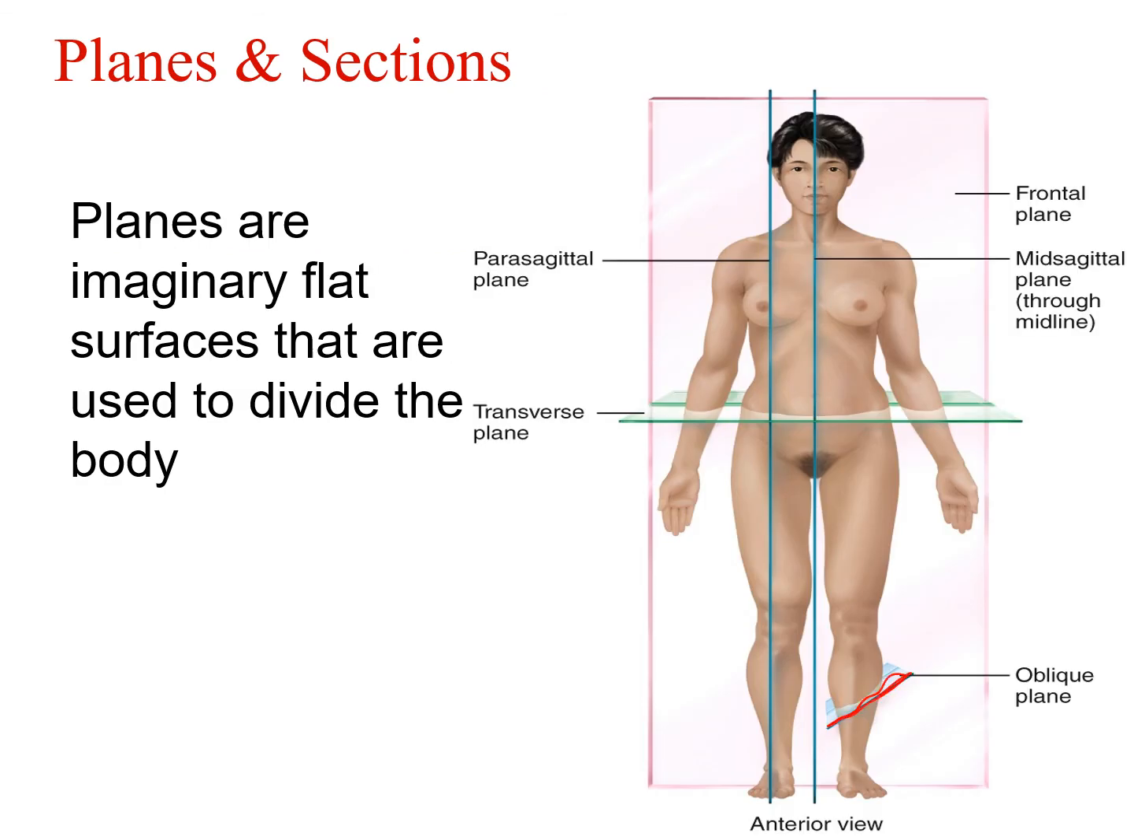An oblique plane or section is a section that cuts a region of the body at a particular angle. That's why it's called an oblique plane.